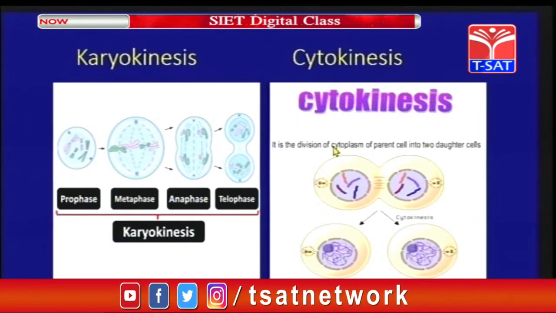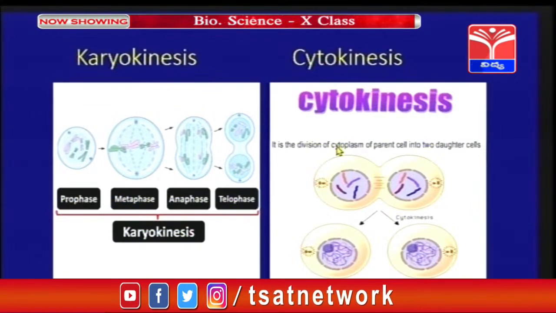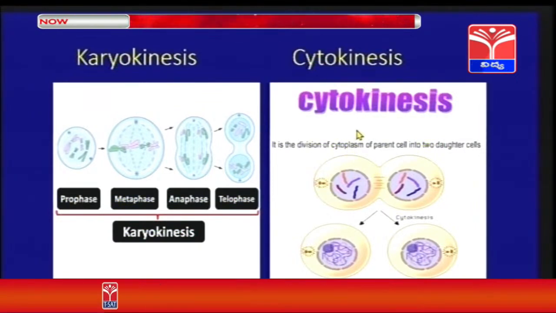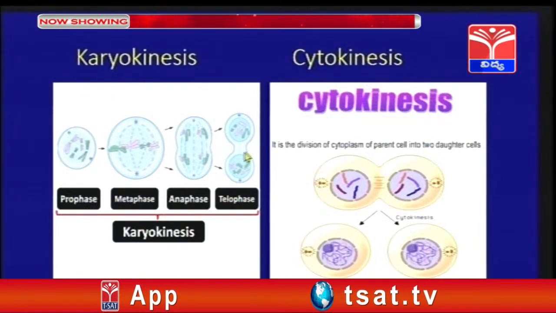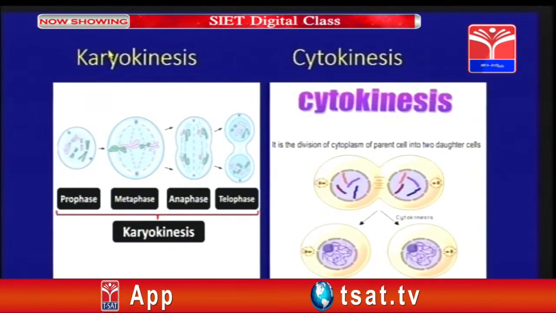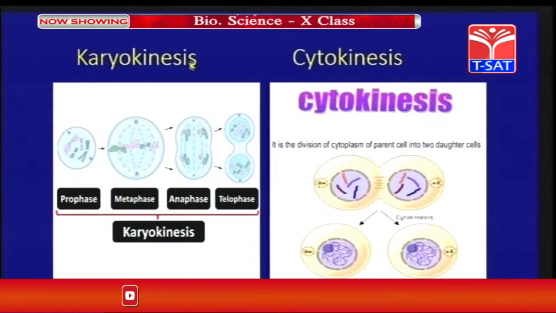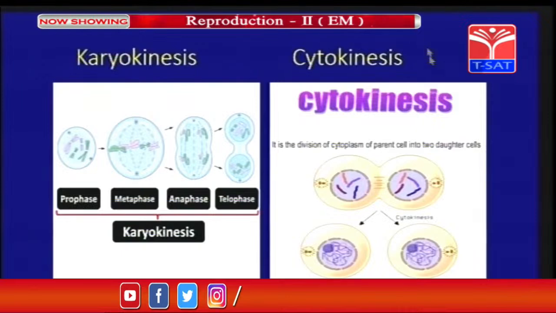As we all know, the cell consists of cytoplasm. So, during the process of cytokinesis, the cytoplasm will divide. So, children, keep in mind, karyo means nucleus, that is karyokinesis, division of the nucleus. Cytokinesis, division of the cytoplasm.